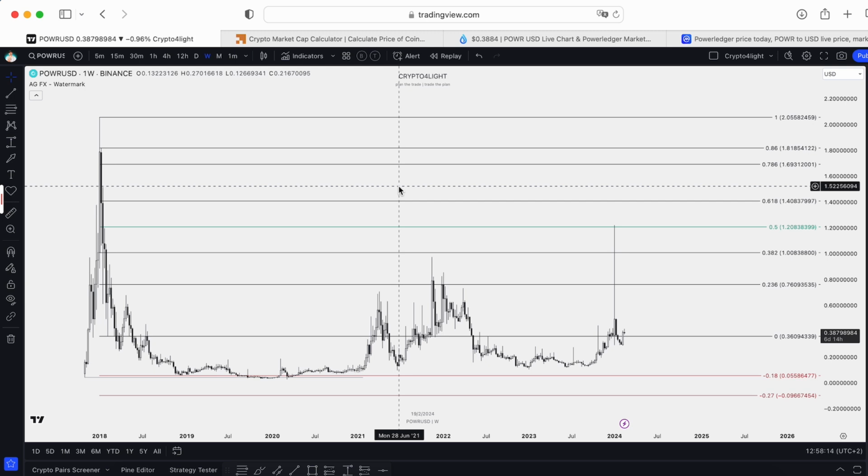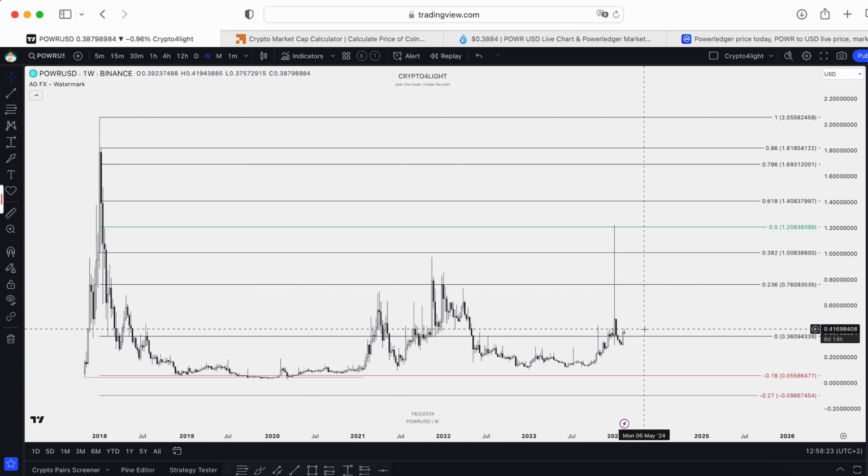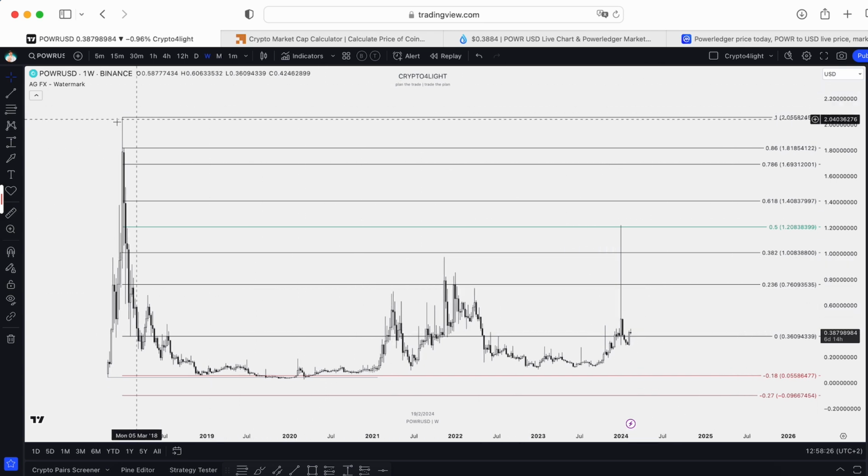Maybe for Bitcoin, yes, but I'm not sure about that either. A lot of altcoins will end this bull run or the next one without beating the previous all-time high, and maybe will never beat the previous all-time high.